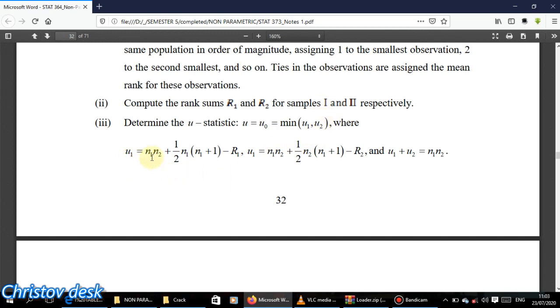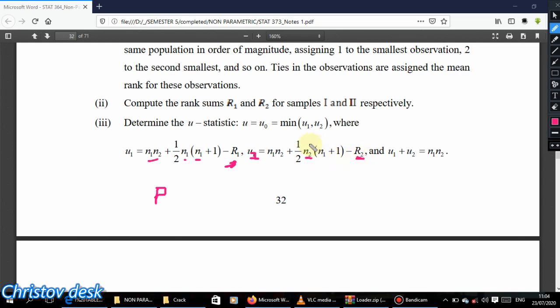We said U1 is given by N1 N2 plus half N1 times (N1 plus 1), and then the other part is minus R1, the rank sum for the data for the private school. And then when you come to U2, I think it's a mistake, this is supposed to have been U2. When you come to U2, you have N1 N2 plus half N2 times (N2 plus 1), and then minus R2. So you see what changes is the N2 here.